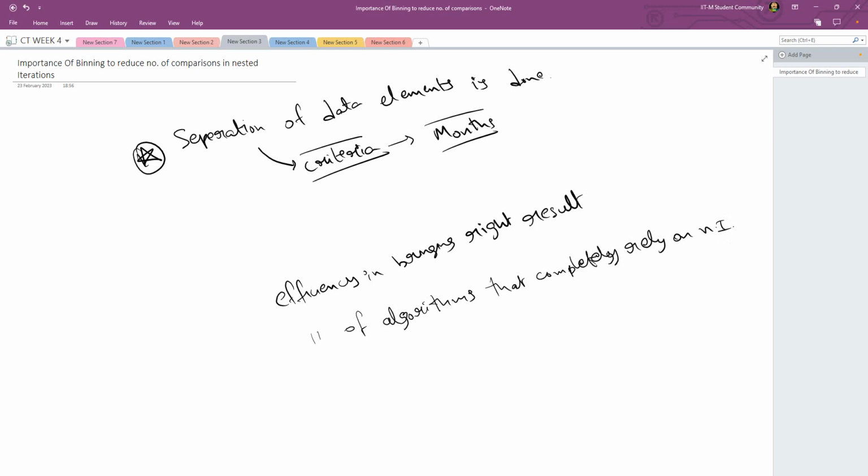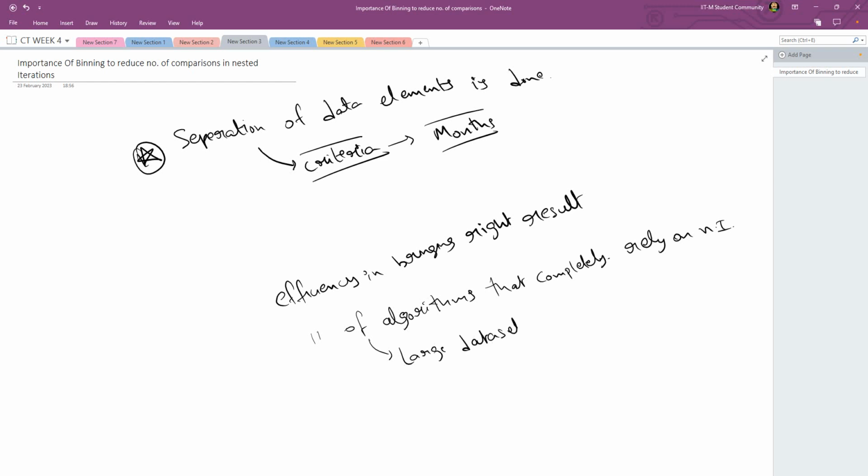I said you completely rely on nested iteration, that the efficiency of algorithms can be made simpler. This is especially true for large data sets. Once again, this is true for large data sets.